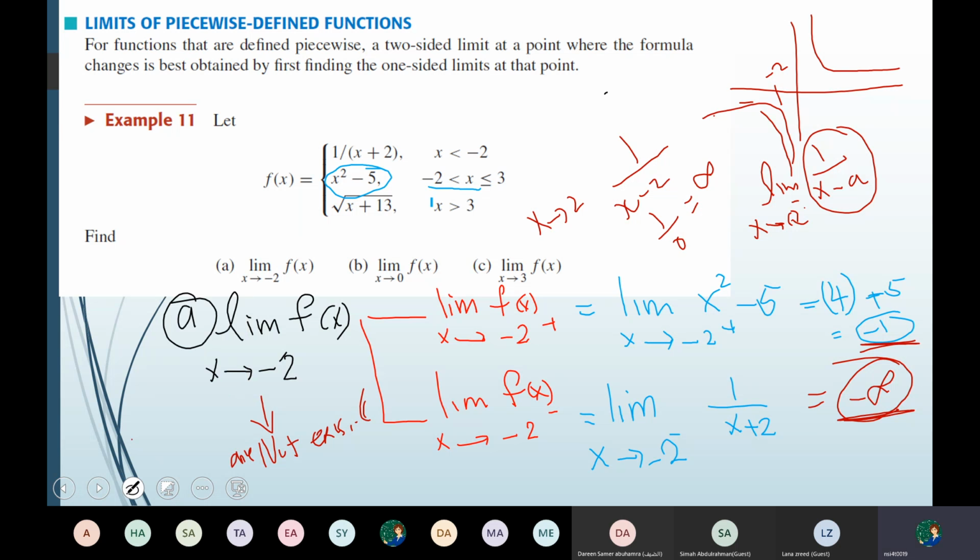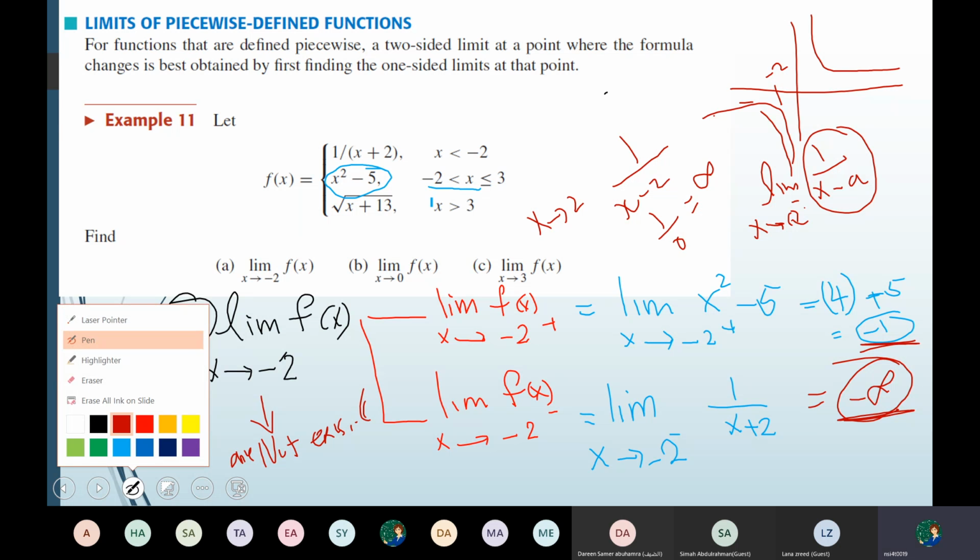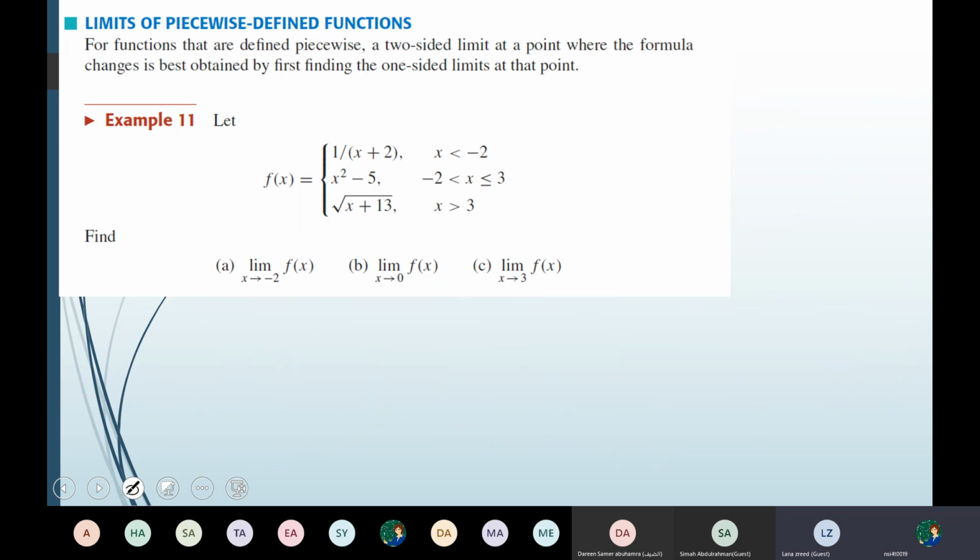Now, limit a, is it clear? Or shall I repeat it? No, miss, it's clear. Okay, now let's do the next one.